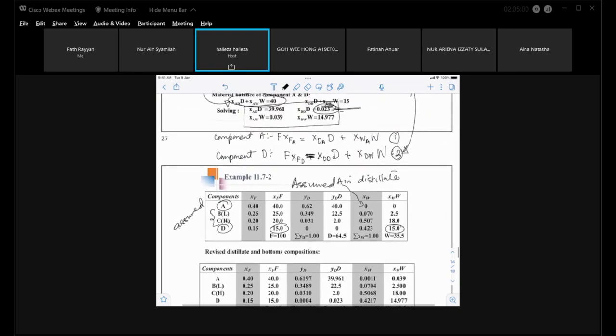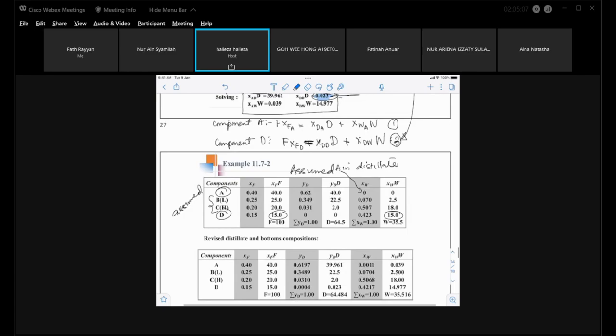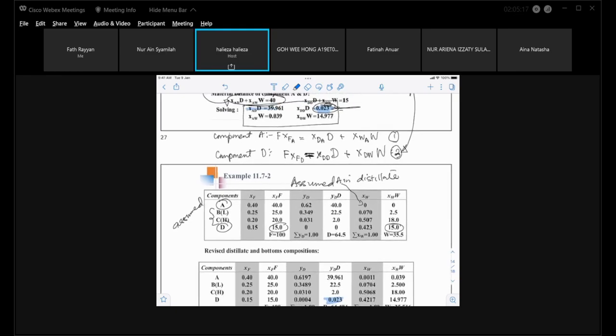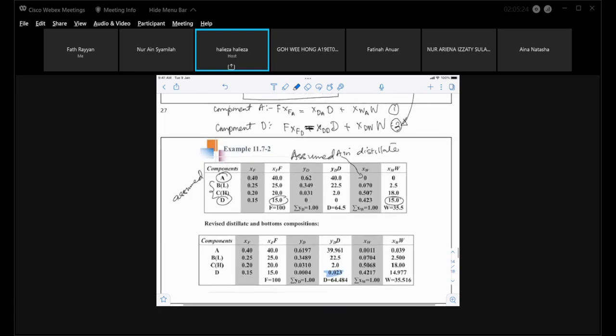So your calculated value, for example, I'm looking at this. That is for the component D in the distillate, so this is it, 0.023. I put it there. And then component A in the distillate, that is it. So now I total it out, I get my flow rate. Now there is a difference. Initially 64.5, now I got 64.484.